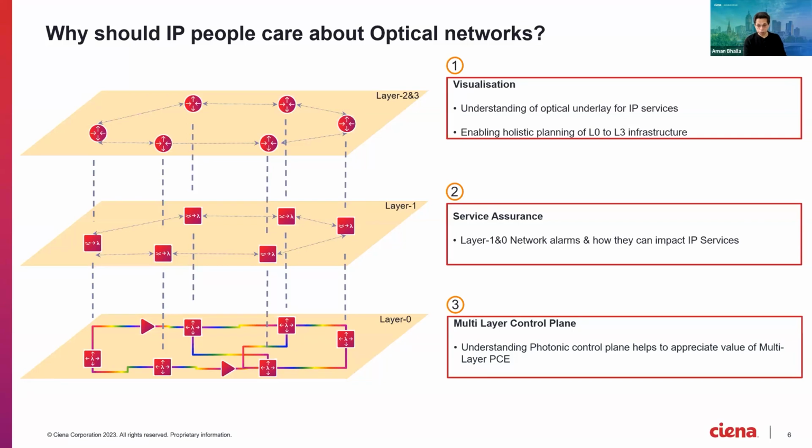Third one is most important, I'll say, multi-layer control plane. If there are different decision mechanisms happening and every single control plane is running its own path computation engine, the end result might not be as optimized as one would try to achieve, or hope. So understanding multi-layer control plane is really beneficial as well. And in the next few slides, I will talk about what is a photonic control plane and how having knowledge between the two multi-layer control planes can help in optimized planning. So that was more about the operation side of the world, for why IP people should care about optical networks.